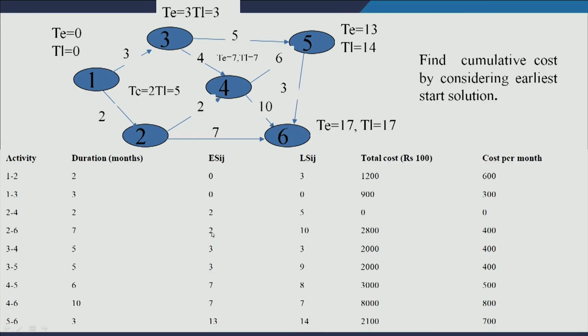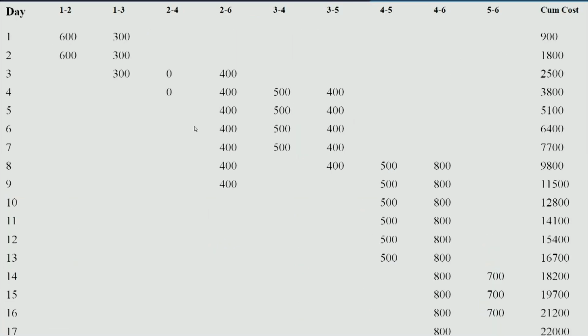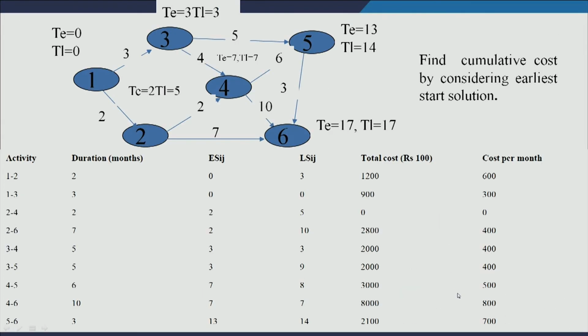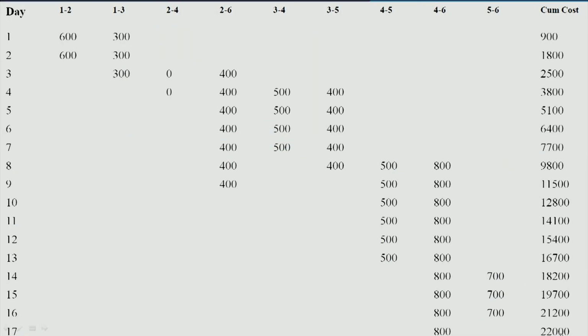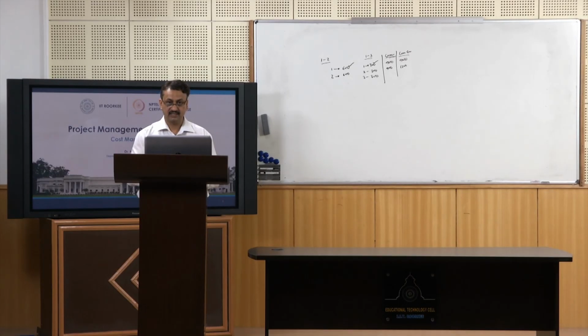So, its duration is 7 days. On the third, fourth, fifth, sixth, seventh, eighth and ninth day, just see this. So, this is your cost. If you take this cumulative cost, then this is the cumulative cost, 22,000 rupees. So, this is the total cost for 17 days if you consider earliest start time.